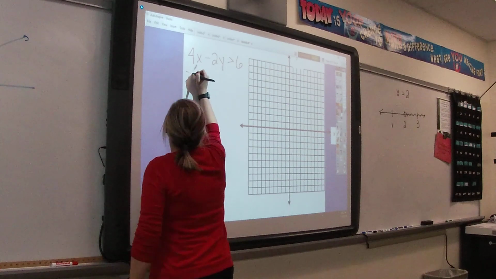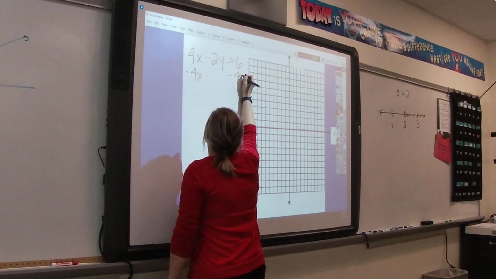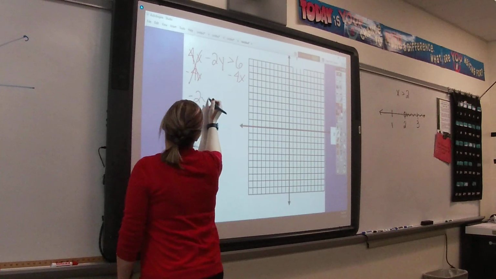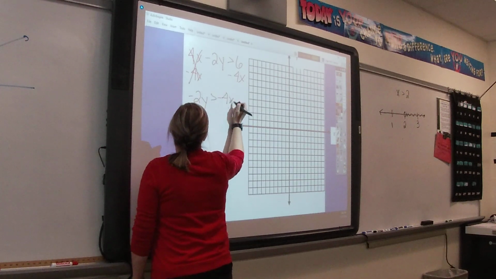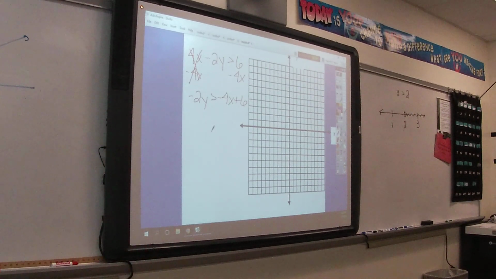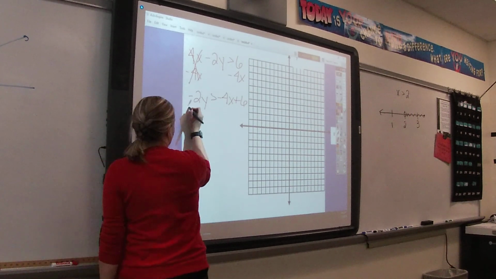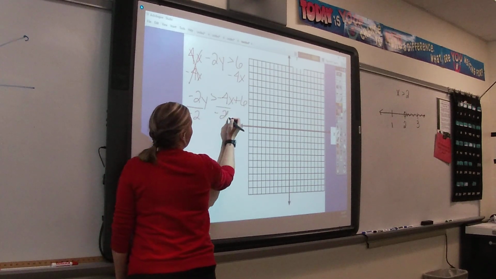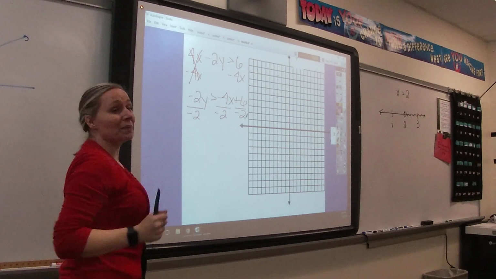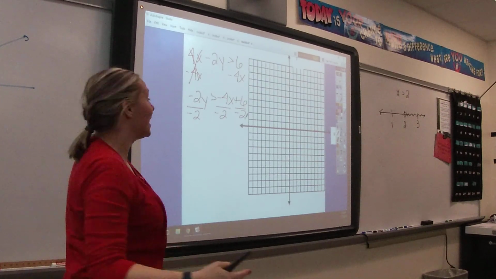So -2y is greater than... Okay, divide by what? Divide by -2. Any thoughts about dividing by a -2? We have to flip the inequality because we're dividing by a negative.